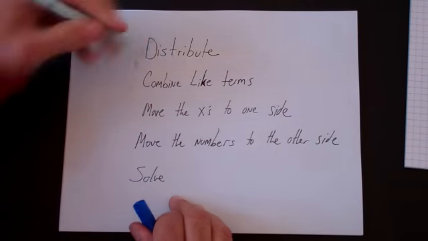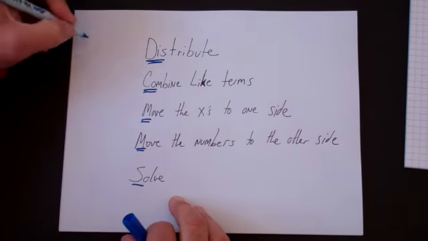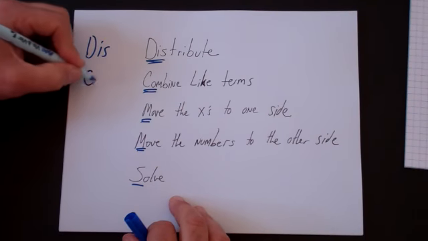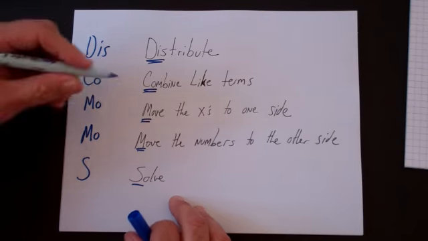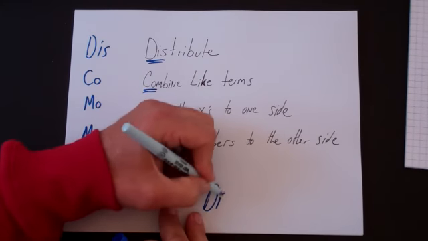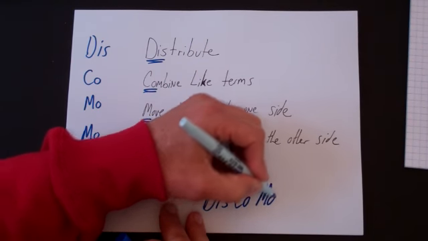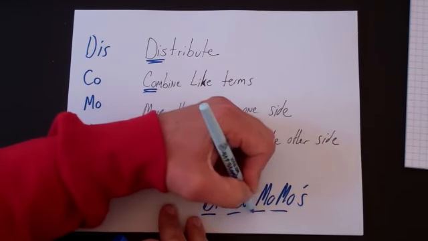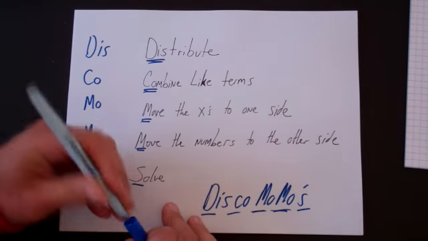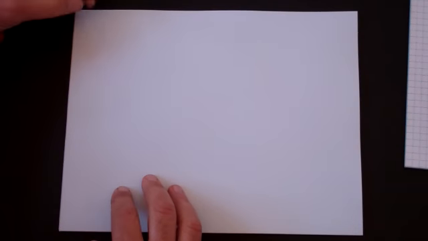And an easy way to remember that is you're going to go distribute, combine, move the x's, move the numbers, and solve. And the way that I remember that is disco move moves. Distribute, combine like terms, move the x's, move the numbers, and solve. So let's look at just a couple examples, and let's look at them increasing in hardness.